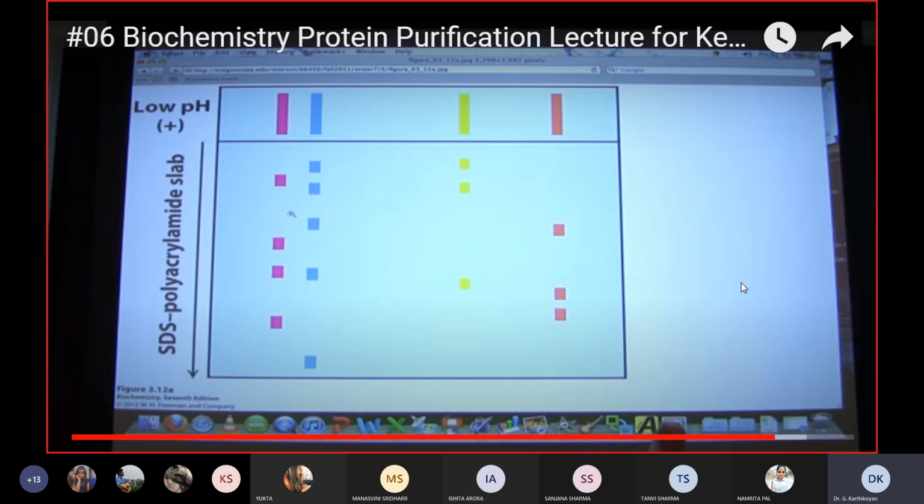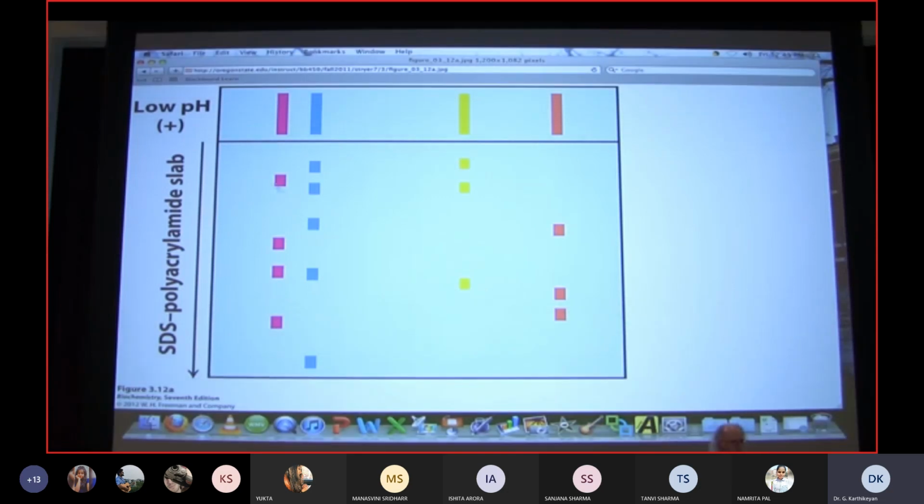Okay? What I will see is something that schematically looks like this. If I were to look at this, the molecules that have the most positive charge will be on the left side of this gel. The ones that have the most negative charge will be on the right side of this gel. And those that are the largest will be on the top, and those that are the smallest will be on the bottom.